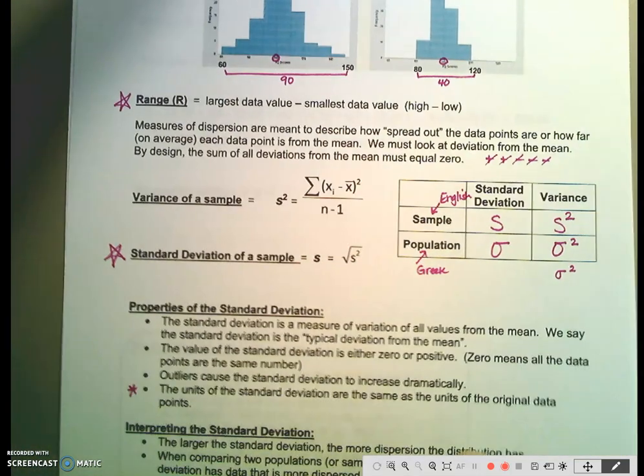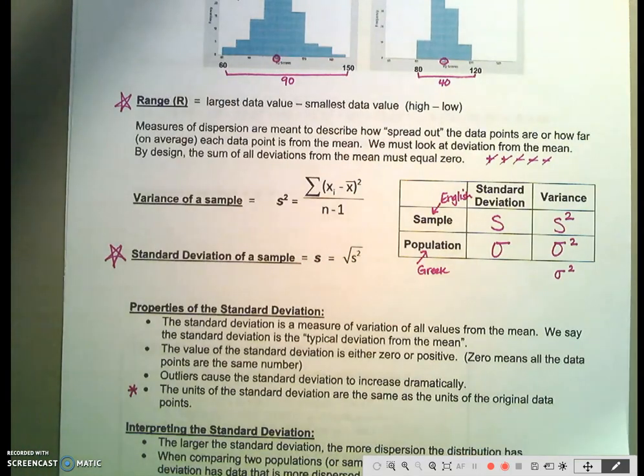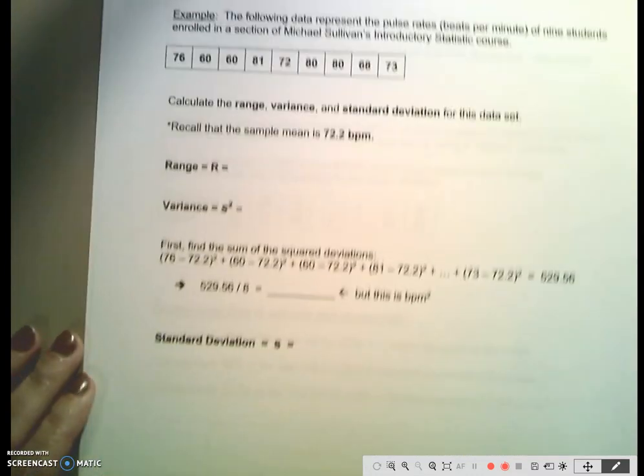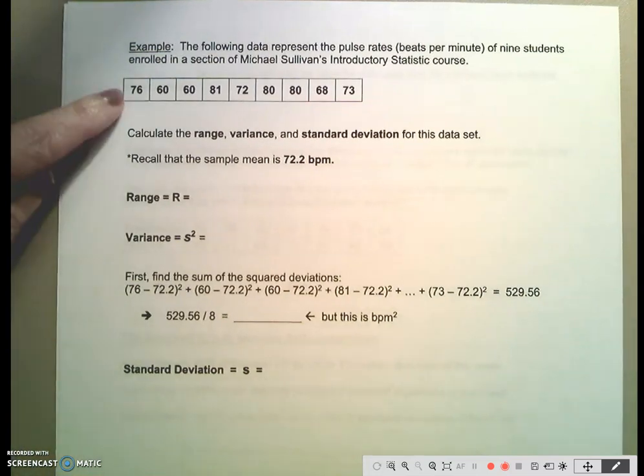So now what we need to do is we need to actually calculate some of these things, and we're going to use the same data set that we used before. So I'm going to start the next video here. So if you don't have this data in your calculator, you might want to go ahead and put it in your calculator before you start the next video.